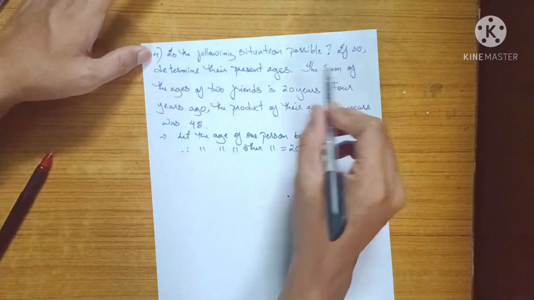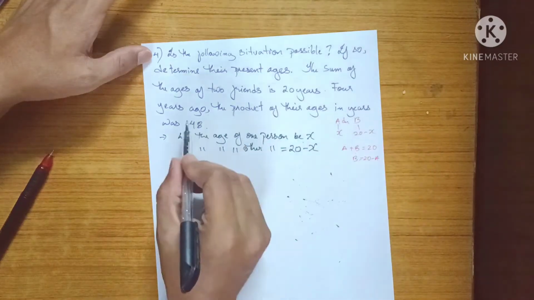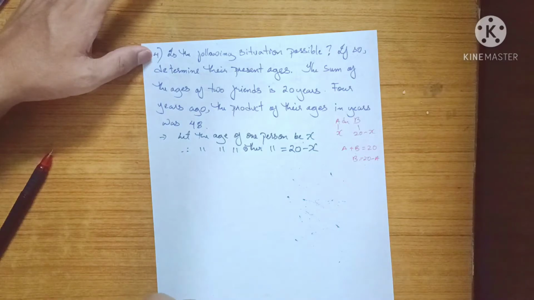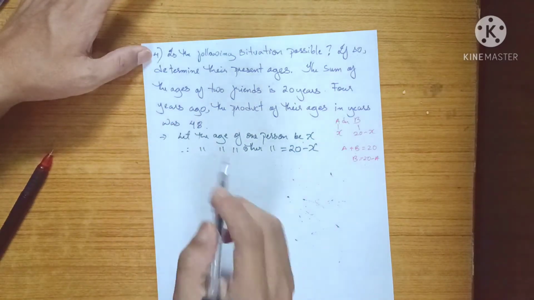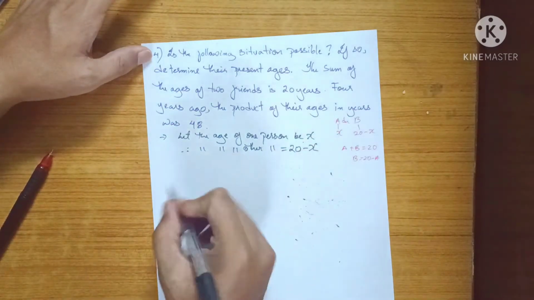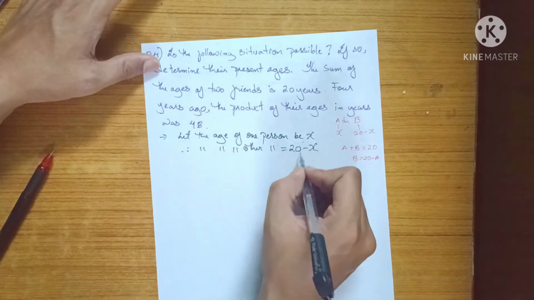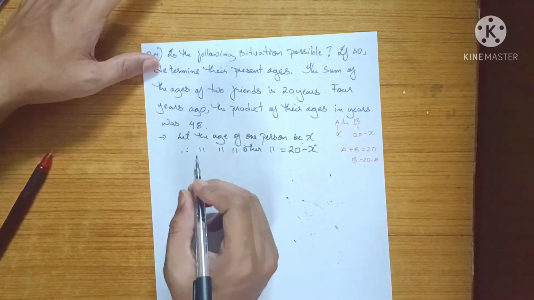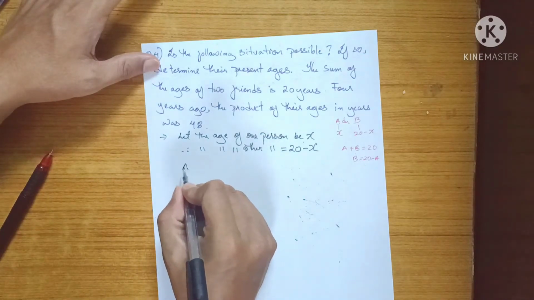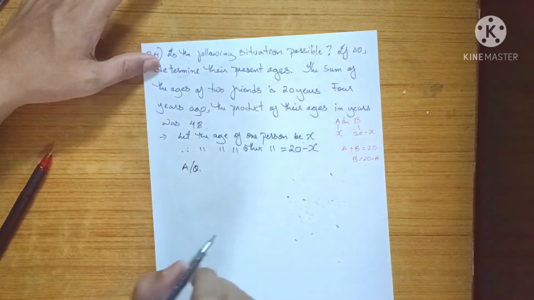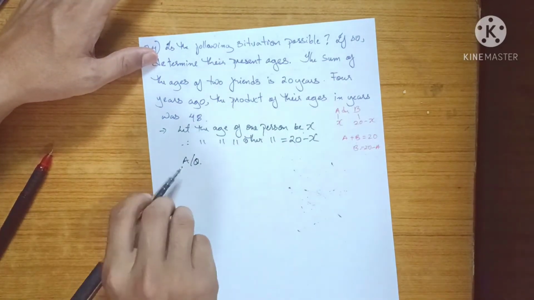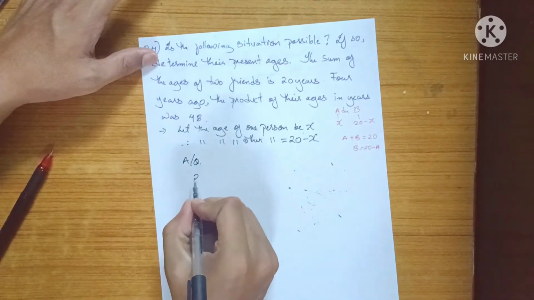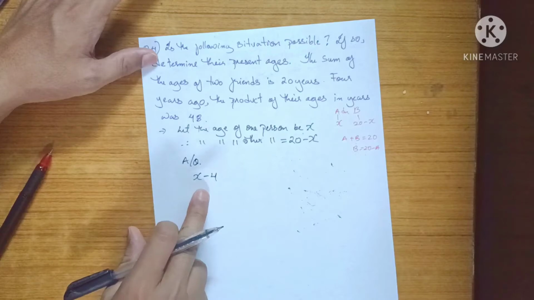The question is saying the sum of the ages of the two friends is 20. 4 years ago, so we have to subtract 4. We have already done this kind of question, right? I hope we remember. So 4 years ago, we have to subtract 4 from both. The product of the ages in years was 48. So according to the question, 4 years ago, remember that. If the age of the first person is x, then 4 years ago his age would be x minus 4, younger by 4 years, right?